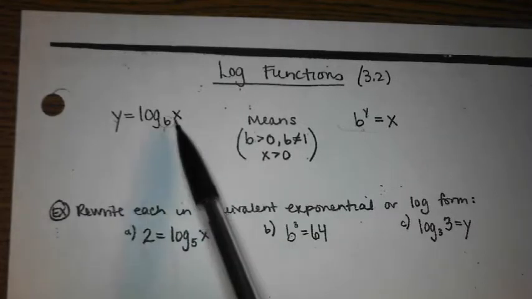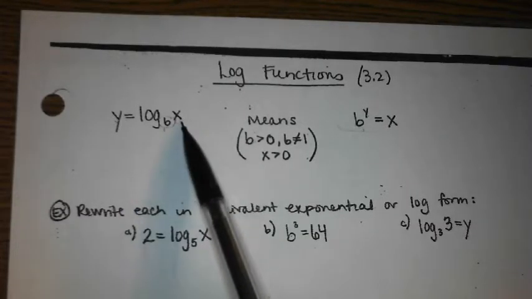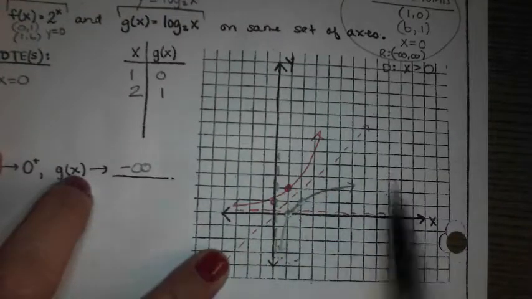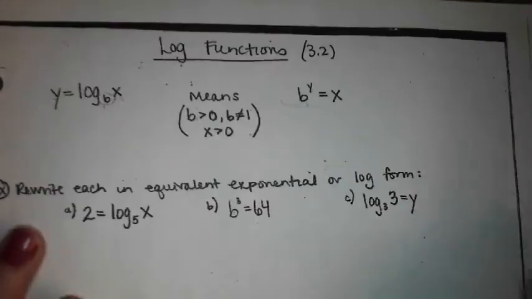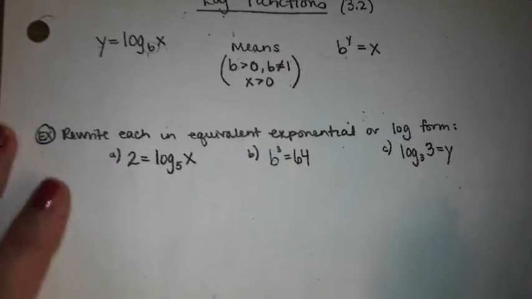X has to be greater than 0 because you can't take the log of a negative, and you also can't take the log of 0. We just saw on the parent graph. X has to be greater than 0. So like I said, lots of connections to be made there between the visuals and the formats and the exponentials.